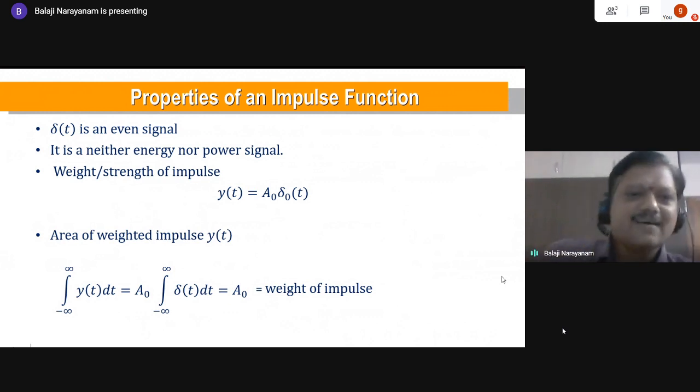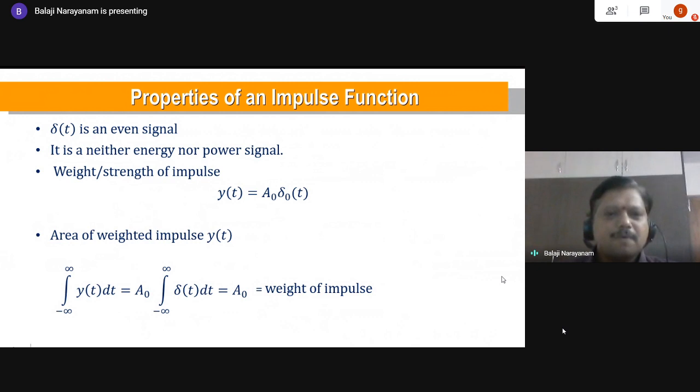Suppose we are given delta of t. The delta of t is an even signal. Yesterday we discussed the property of even and odd signals. A signal x of t is said to be an even signal if x of minus t is the same as x of t. Now, given an impulse function delta of t, substitute t equal to minus t, and if you work it out, delta of minus t results in delta of t, and hence it is an even signal.